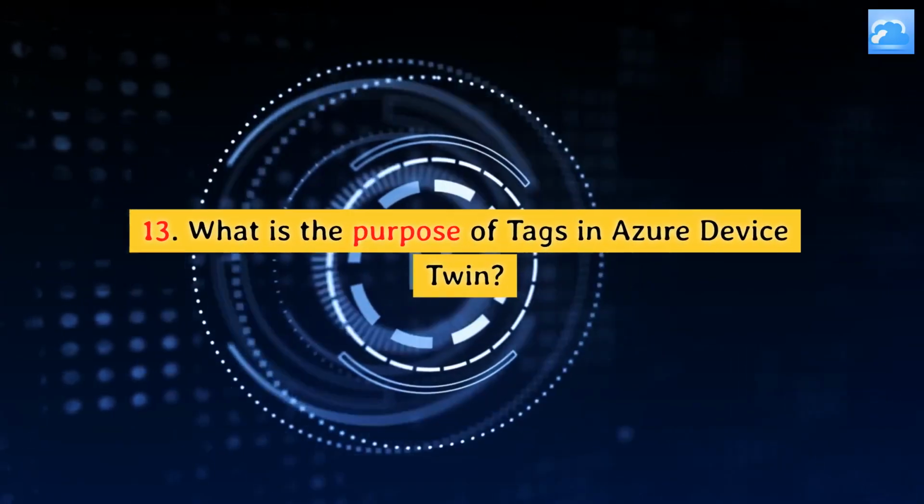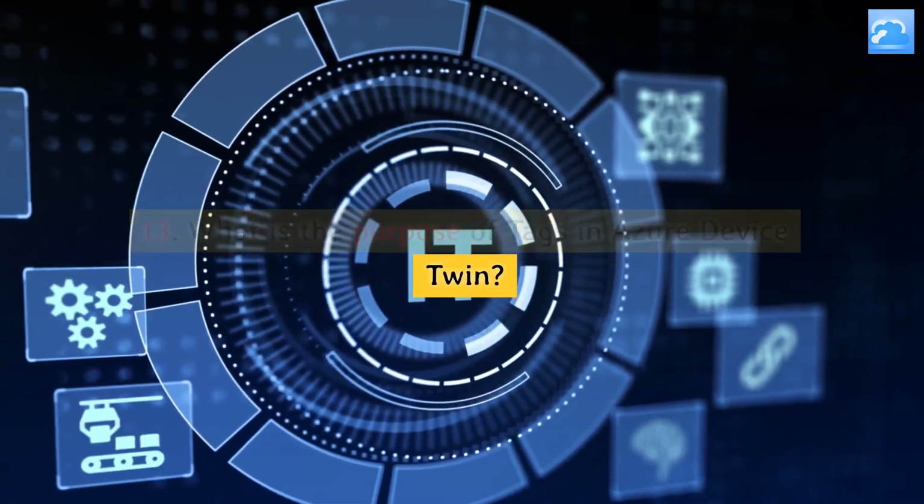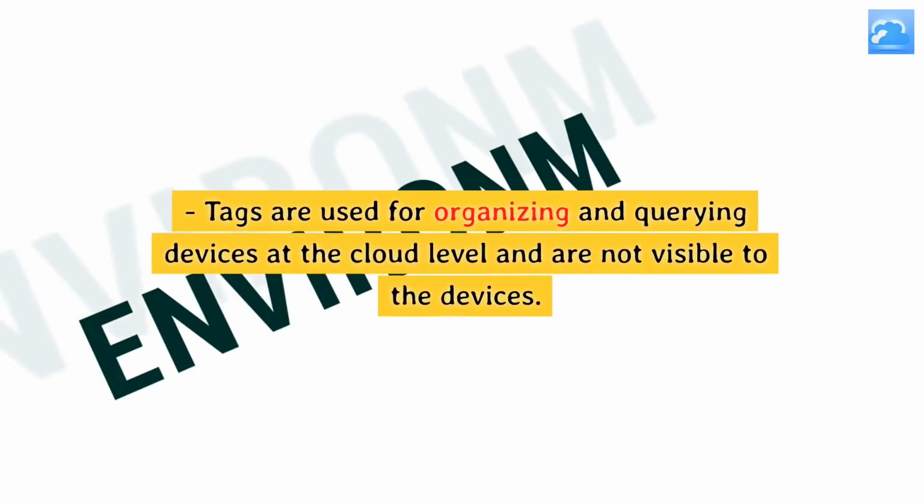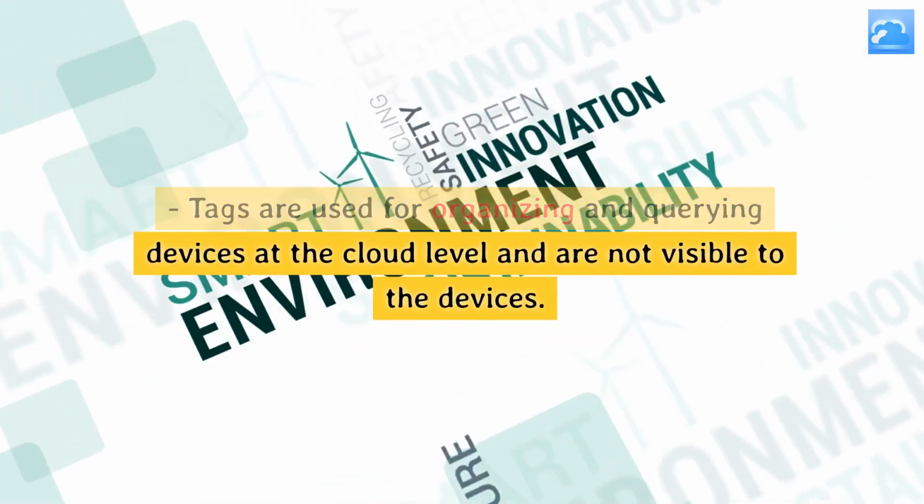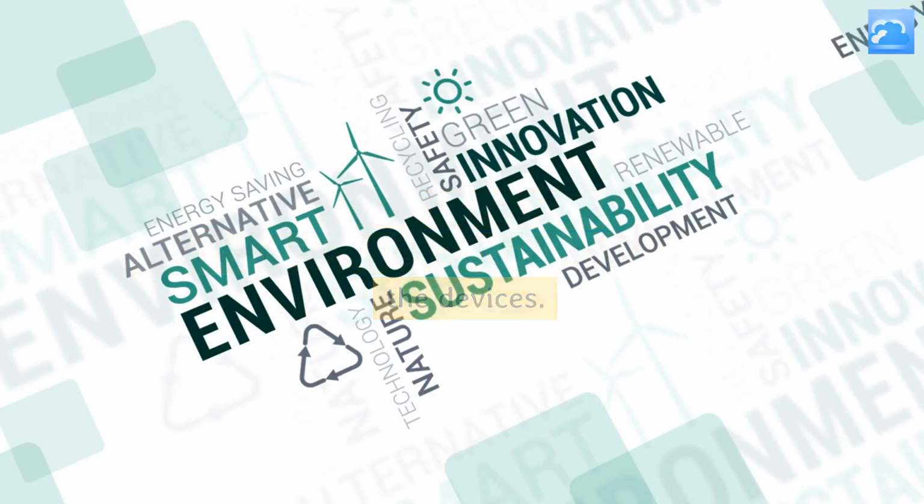13. What is the purpose of tags in Azure Device Twin? Tags are used for organizing and querying devices at the cloud level and are not visible to the devices.